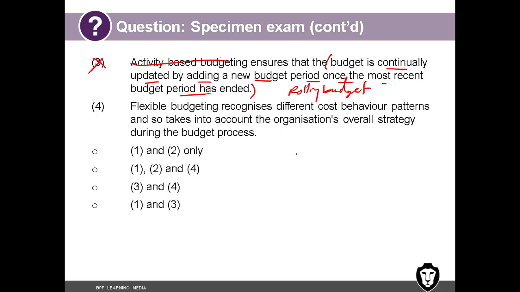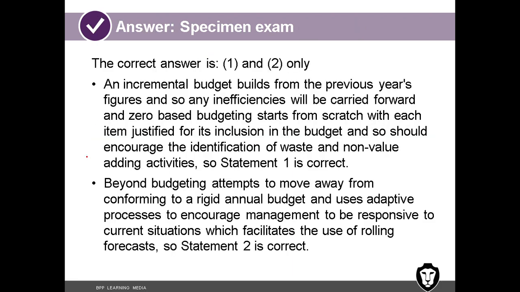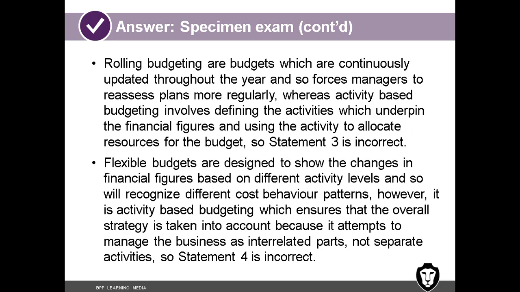So this is wrong. Flexible budgeting recognizes different cost behavior patterns and so takes into account the organization's overall strategy during the budget process. First part is right. Flexible budgeting recognizes different cost behavior patterns. Okay, this is fine. But this is wrong: so takes into account the organization's overall strategy. No, flexible budget has nothing to do with the strategy. It's only about the uncertainty regarding the volume. So how do we deal with it? We take different volumes and we prepare the budget. So this part of the statement is wrong. Therefore, this is wrong. 1 and 2 only. Yes, 1 and 2 only.